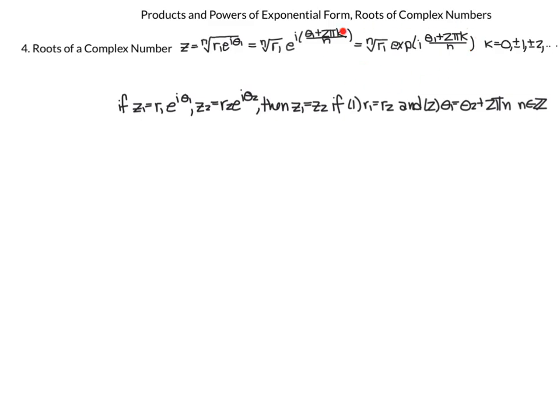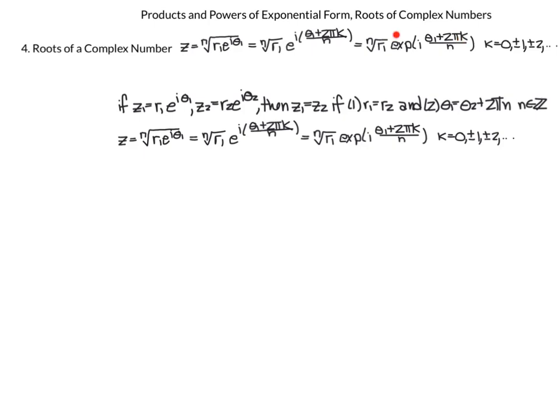This point over here, where we need to take into account theta 1 plus 2 pi k, comes from the fact that if we have two complex numbers, z1 and z2, where z1 is equal to r1 e to the I theta 1 and z2 is equal to r2 e to the I theta 2, then z1 is equal to z2 if r1 is equal to r2 and theta 1 is equal to theta 2 plus 2 pi n, where n is any integer, including 0. So the thing that often gets forgotten is it's not simply theta 1 equals theta 2, but theta 1 equals theta 2 plus 2 pi n. So that's why this part here is necessary.